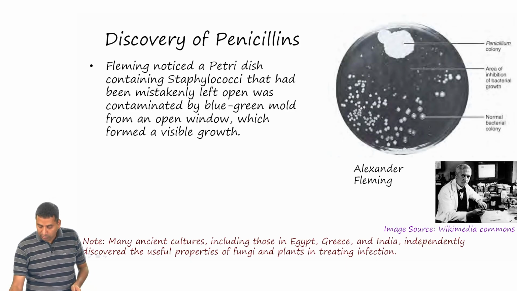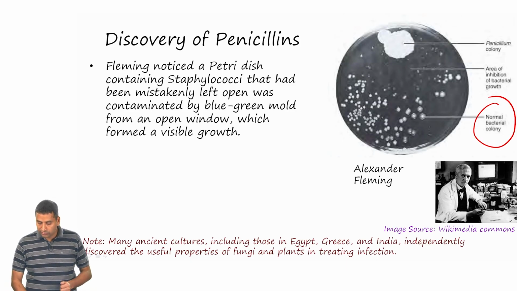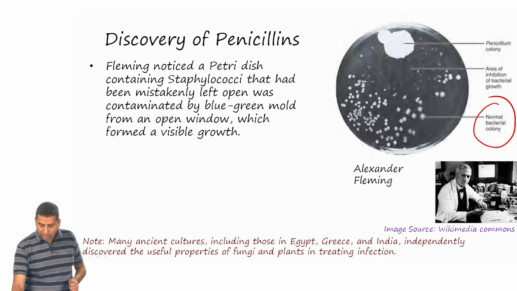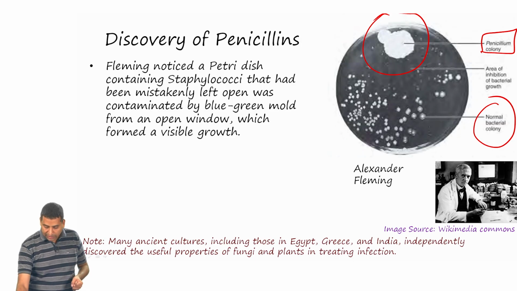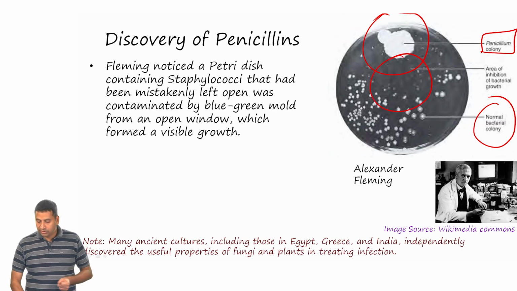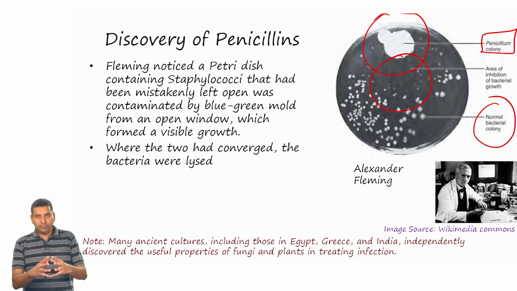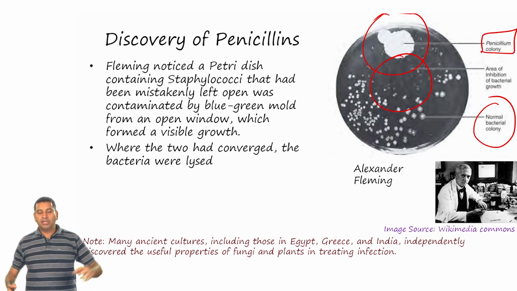And so, here is the normal bacterial colony, which is Staphylococcus aureus, and he found that there was a colony of some mold, which is basically fungus, that was growing in. And this was subsequently identified to be penicillium. And in this area over here, which is where there was a convergence between the penicillium growth and the bacterial growth, he observed that the bacteria were lysed.